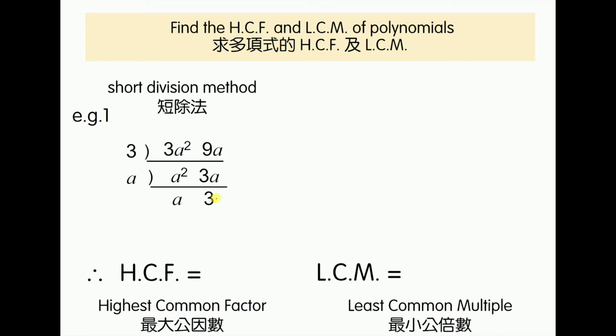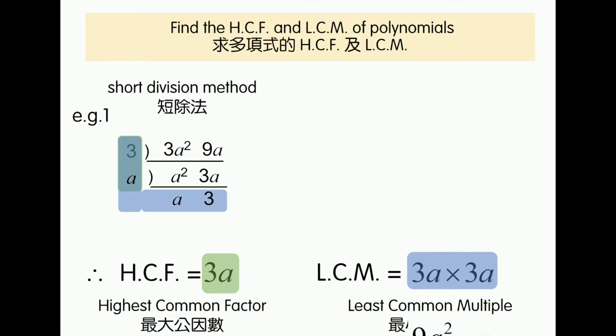At this stage, there's finally no more common factors that we can take out. And so the HCF is multiplying everything on the left vertically, which is 3a. And the LCM is multiplying everything in this L shape. The final answer is 9a squared.